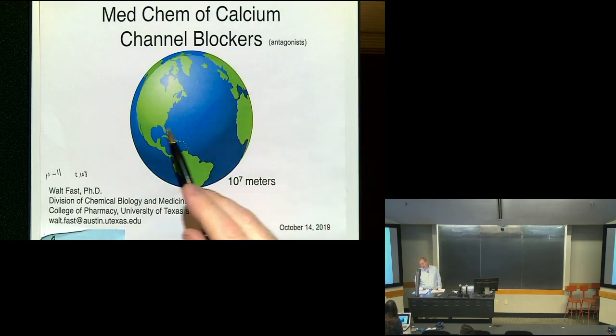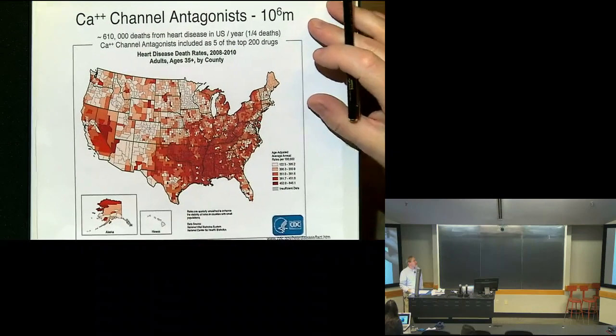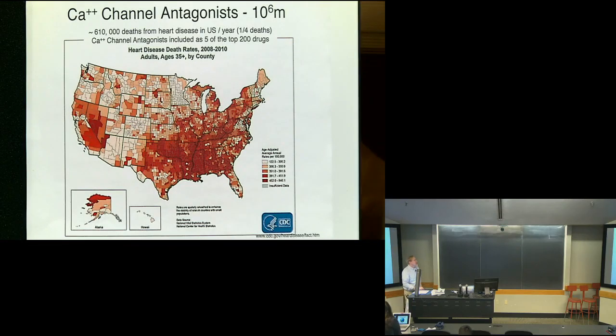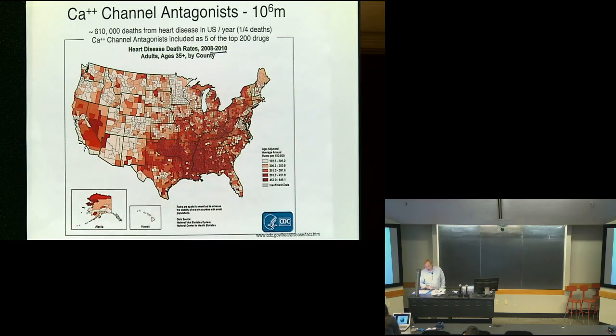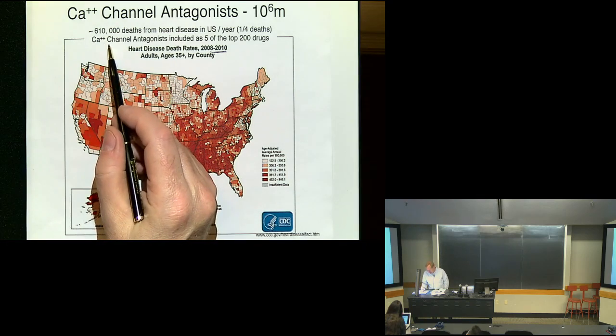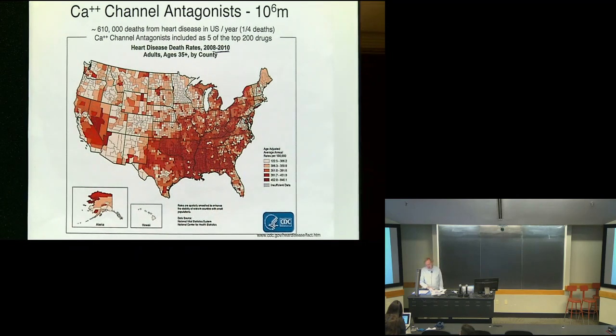So this is my powers of 10 introduction. If you have the Earth, 10 to the 7 meters, you zoom down an order of magnitude, you get something about the size of a country. And this is very old. I should update it. But it doesn't matter. I got it because it was a good graphic. But there's a huge amount of deaths each year from heart disease, and that hasn't changed. And calcium channel antagonists continue to be included in the top 200 drugs. So an important class of therapeutics.